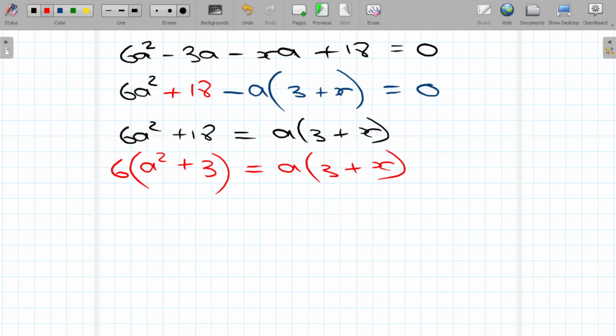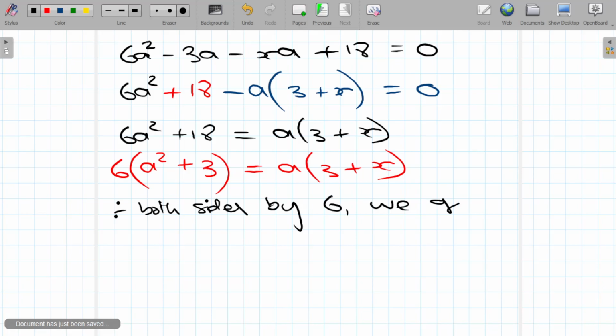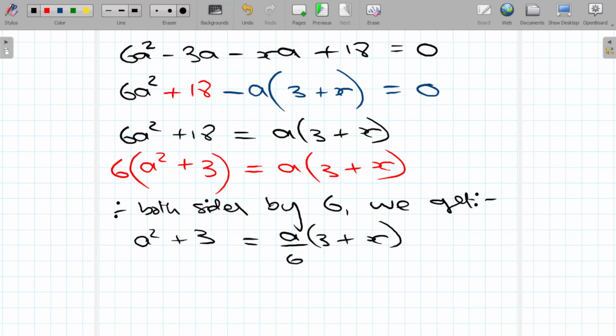Now, if we divide both, well, really, let's just go to black ink for now. So dividing both sides by 6, we get a squared plus 3 equal to a over 6. And then we've got the 3 plus x there. And I've called that equation 6.